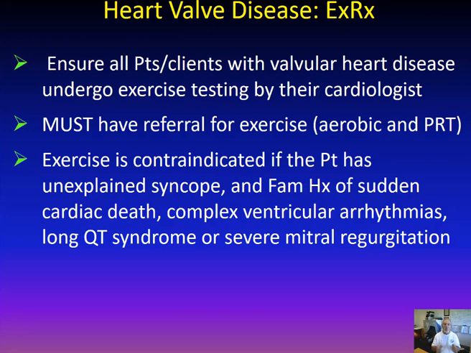It's when they send back your own referral and they've only ticked aerobic exercise that you then can't prescribe resistance training. So one of the things to do, if you make your own referral like that, I highly recommend under resistance training you put light to moderate or something, so the GP knows you're not going to get them doing very heavy weights. Now, exercise is absolutely contraindicated if the patient has unexplained syncope, which we spoke about earlier in the lecture, a family history of sudden cardiac death, complex ventricular arrhythmias, long QT syndrome, or severe mitral regurgitation.